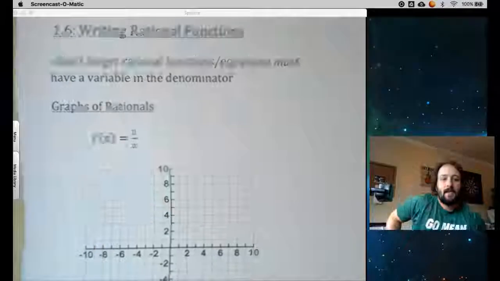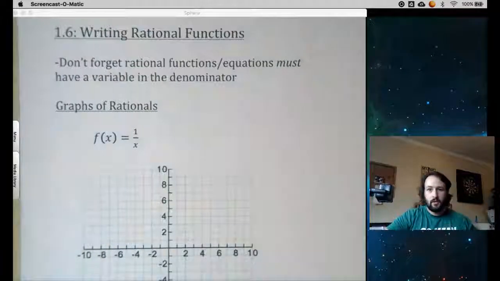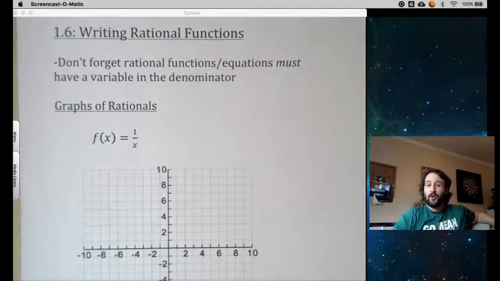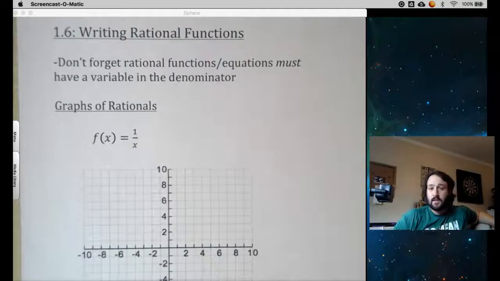Hey, you guys? So in this one, we're going to be talking about writing rational functions. I'm not really sure why they're calling it this, but this is what the section is called. The biggest thing you guys need to remember is that a rational function has a variable in the denominator.